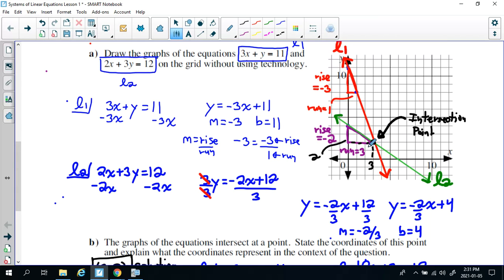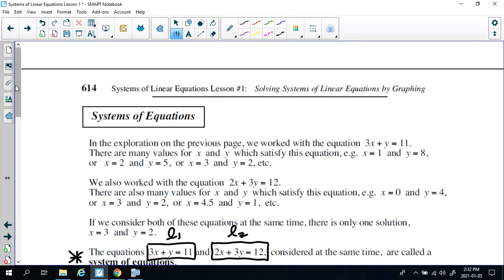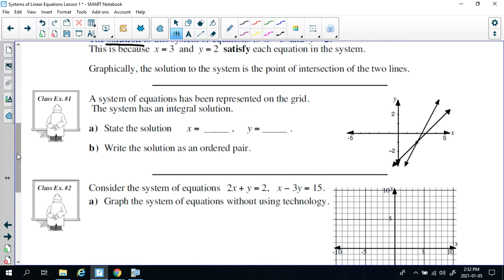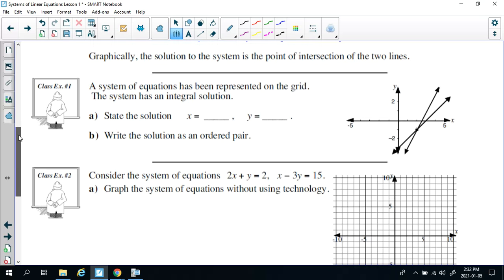Our focus today is just going to be on figuring out the solution to our system of equations graphically, and that's going to be looking at the intersection point. In the lessons later on in the unit, we're going to algebraically, without graphing, try to figure out what the solution to a system of equations is going to be. Let's keep moving forward though. Example 1. A system has been represented on this grid. Again, system, because you have 2 or more lines.